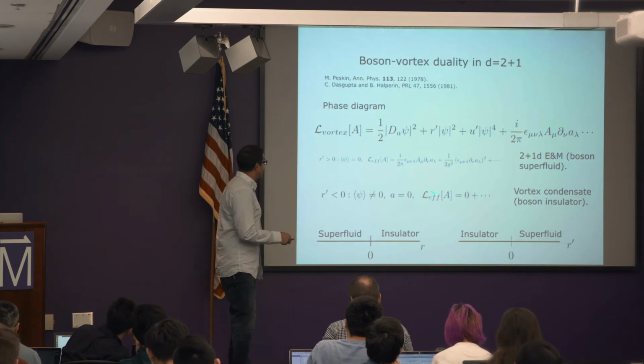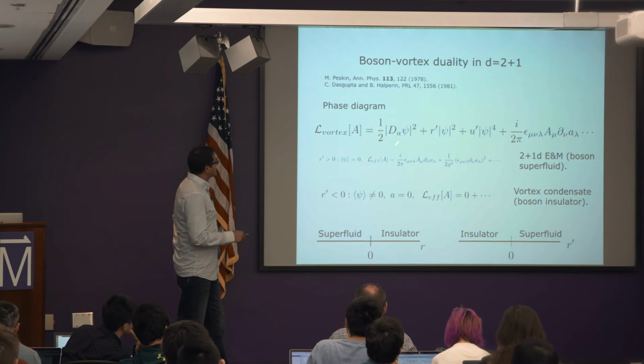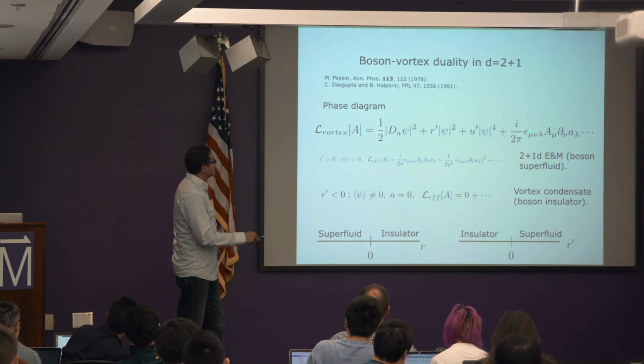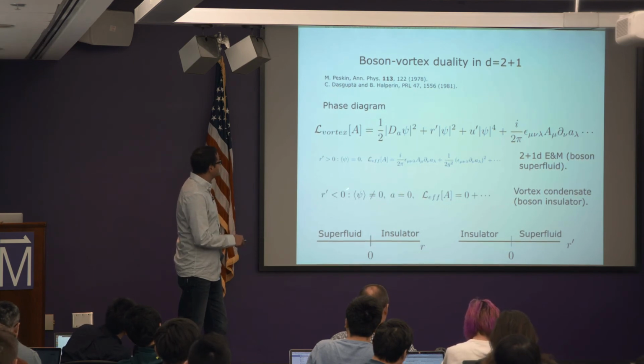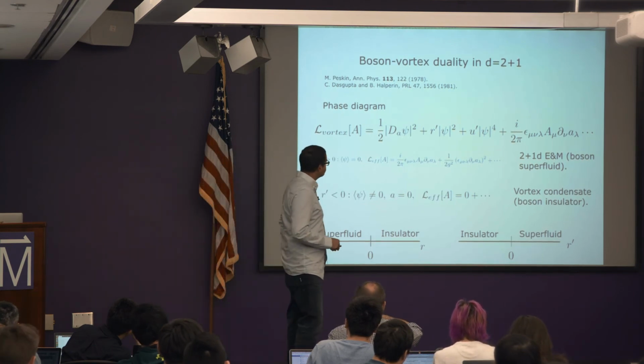We can ignore it, and for all practical purposes, set it to 0. When you set it to 0, again, we can ignore all the fields. They're all gapped out. The photon 0 means that the Lagrangian is 0. So when the ordered phase of the vortices encodes the insulating ground state.